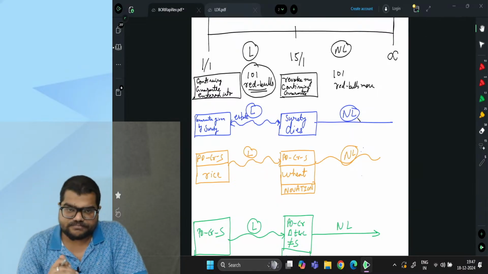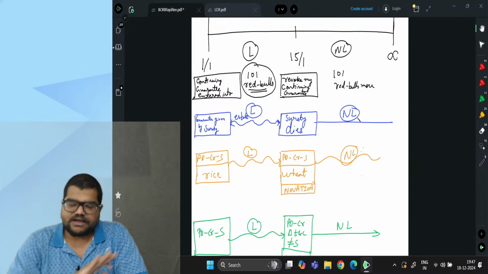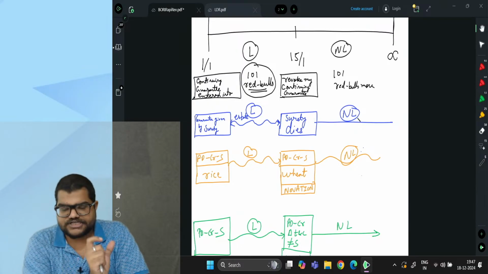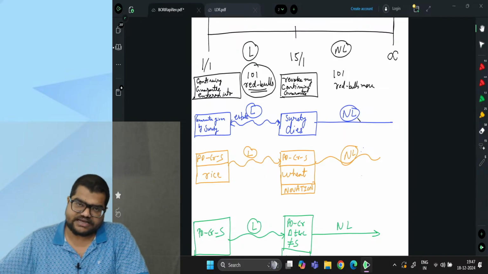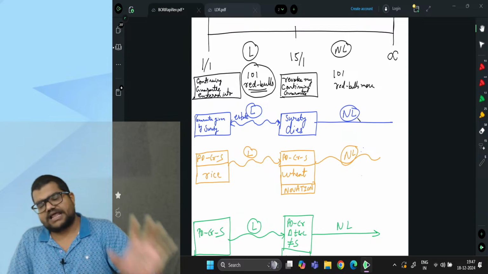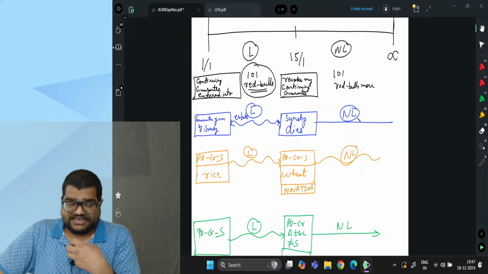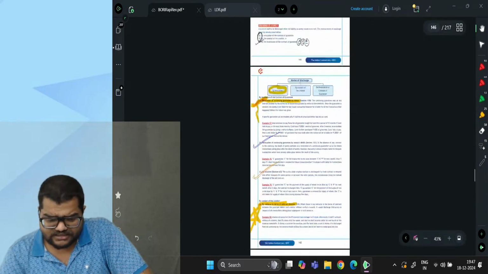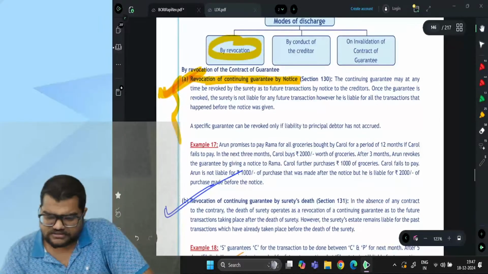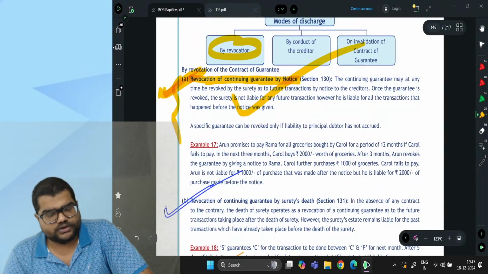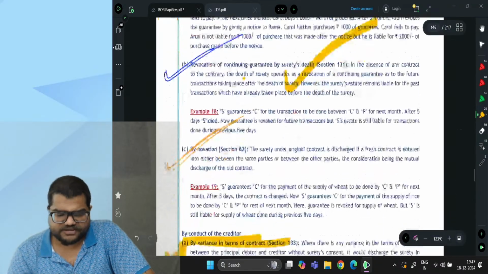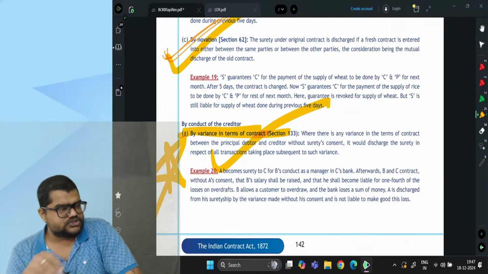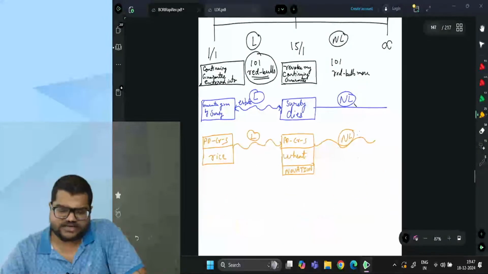So again, I'll show you this. 4 different topics, 4 important topics covered under just one diagram. 1st January, 15th January, and the rest date. A timeline which I have made, and with the help of that timeline, I am able to easily explain to you the 4 different cases. So basically, this whole page, the first point, notice, has been covered. Second, death, covered. Third, novation, covered. Variation, covered. So all the 4 topics got covered with the help of this diagram.